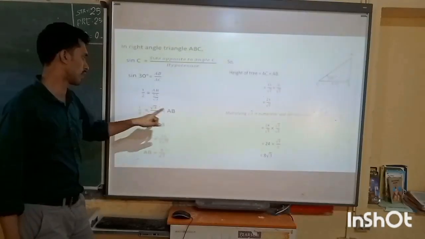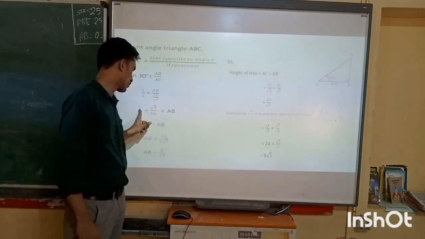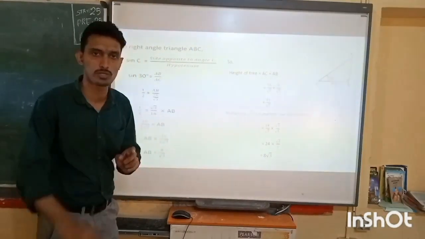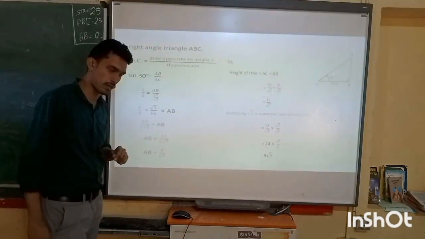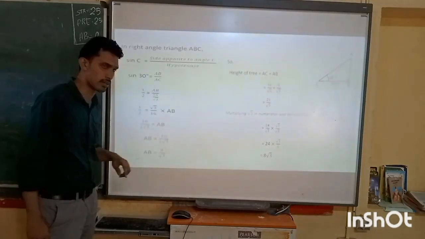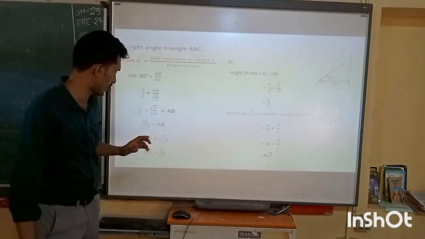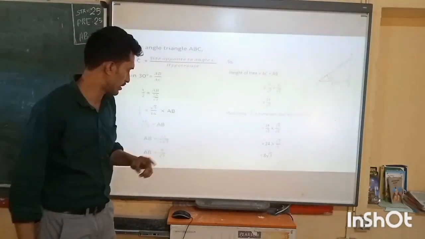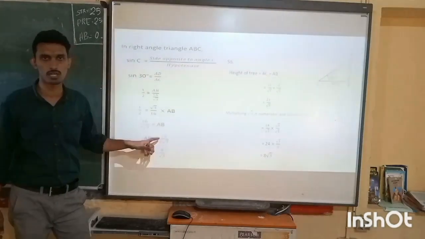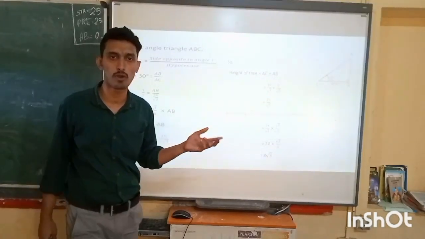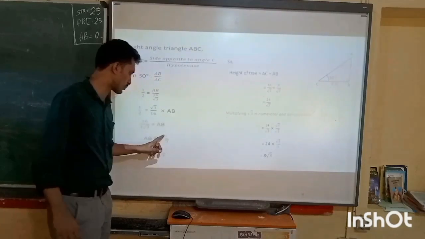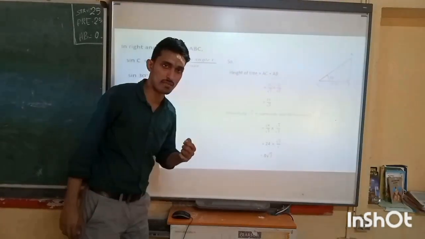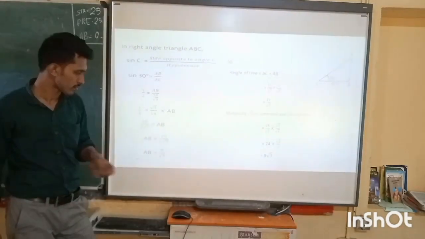So let us find the value of AB now. 1 by 2 into root 3 by 16 will now transpose into 16 by root 3. So it is 16 by 2 root 3, equal to AB. And as you know, if there are numbers which are multiples, 16 is a multiple of 2, so let us cancel it. So the answer will be 8 by root 3. So finally what we are getting is the value of 8 by root 3.